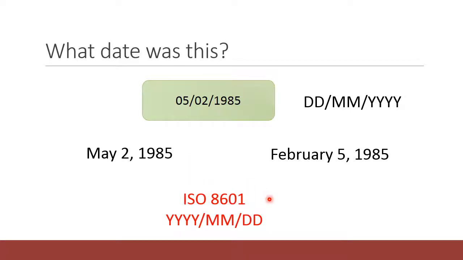Although there is an international standard, the ISO 8601, that uses years with 4 digits, months with 2 digits, and days with 2 digits, this is not used worldwide. So, my advice for you is to use days, months, and years if you are in Latin America, and months, day, years if you are in Europe. But anyway, all the time mention the date format that you are using.